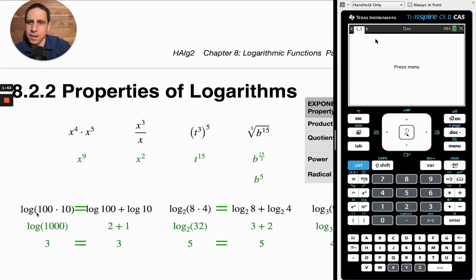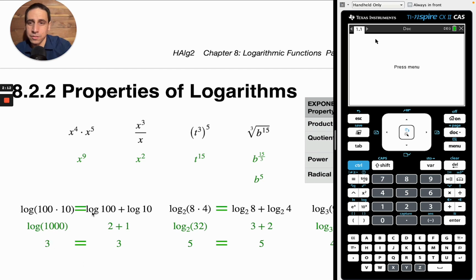We've got log of 100 times 10, and I want to examine log of 100 times 10 separately from log of 100 plus log of 10. So anyway, if you multiply the inside of the logarithm, if you multiply 100 times 10, you get 1,000, and the log of 1,000 is 3, because you can take 1,000 and divide the base 10 by itself 3 times to eventually get down to 1, or 10 to the third is 1,000. So the exponent is 3.